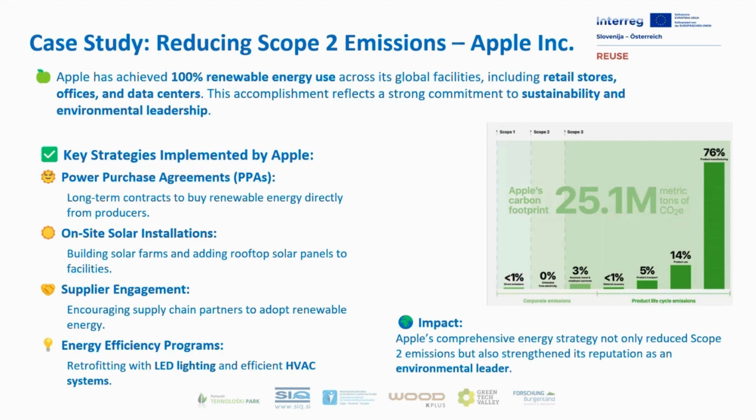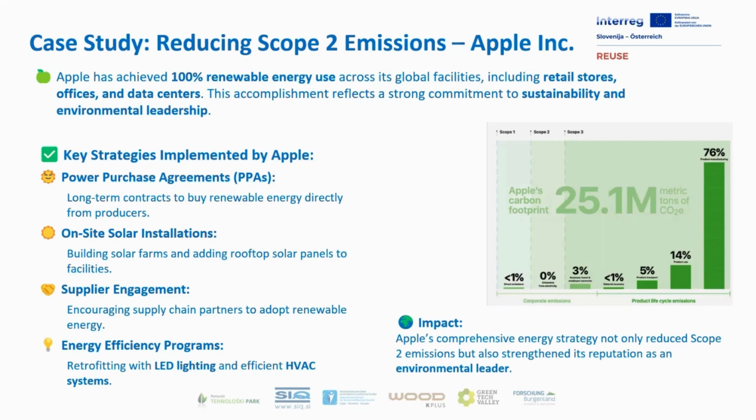Let's take a look at a real-world example of how Scope 2 emissions can be significantly reduced, and this time it's from Apple. So Apple has made remarkable progress in lowering its Scope 2 emissions by combining renewable energy sourcing with energy efficiency improvements. The company has reached 100% renewable energy use across all of its global facilities, including retail stores, offices, and data centers. So how did they do it?